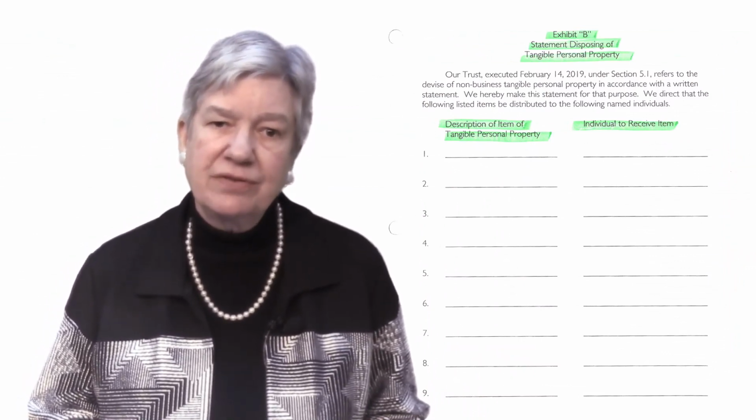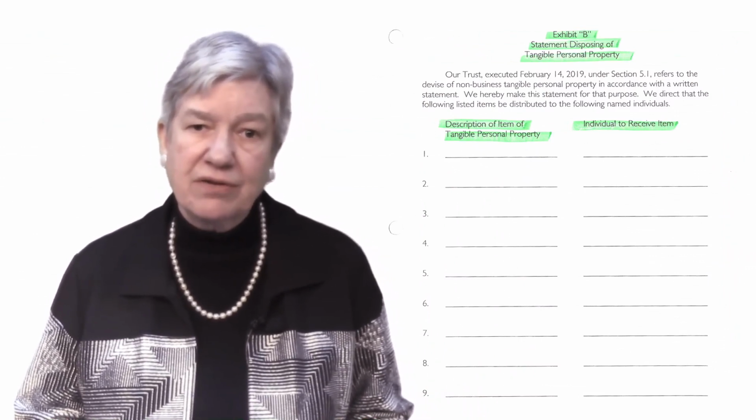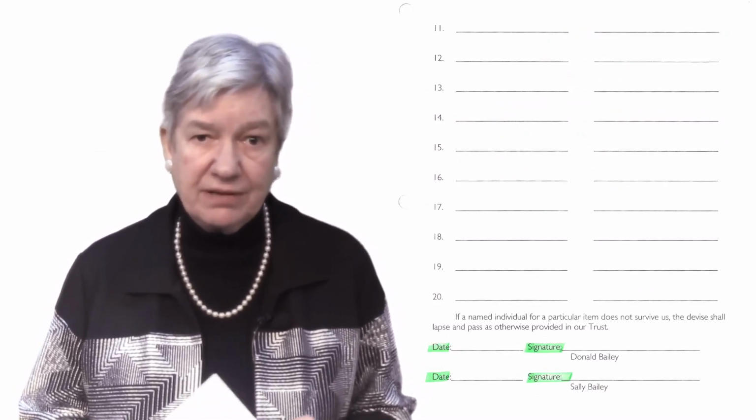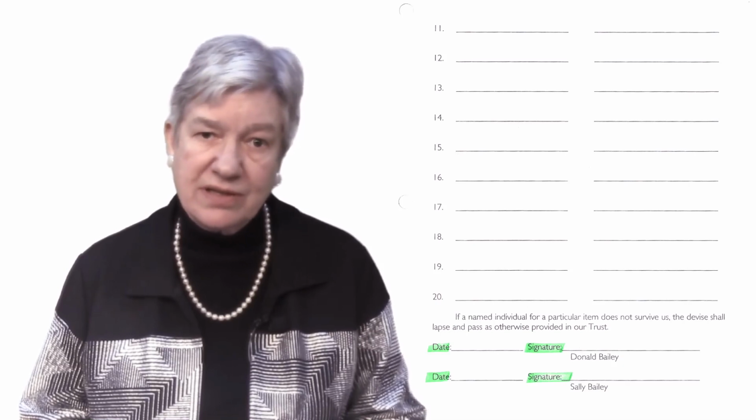Then we get to Exhibit B. That's the list of stuff. That's who gets the china, who gets the rug, etc. And we have this for you to fill out. You need to just date it and sign it. Then you can change it any time you want. That's a nice thing about it.